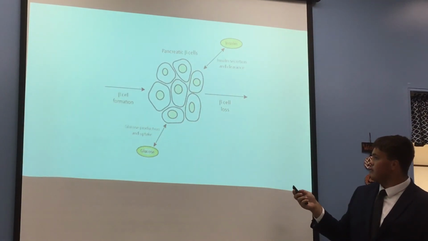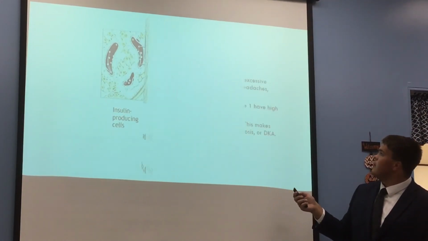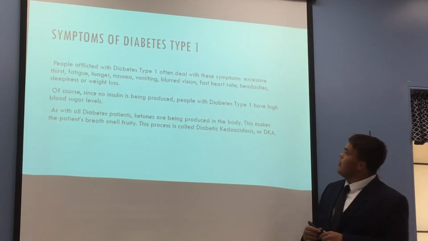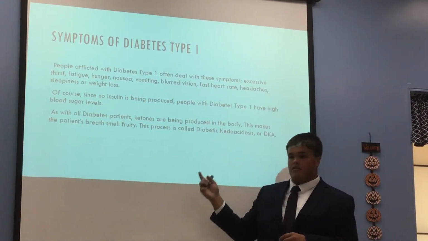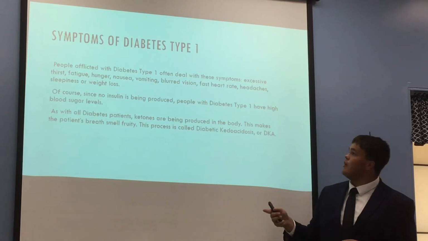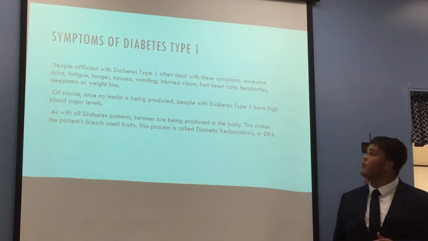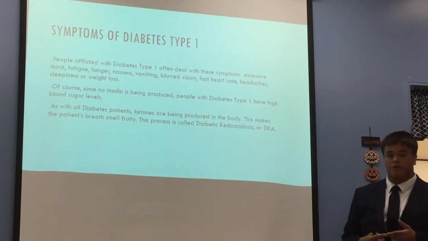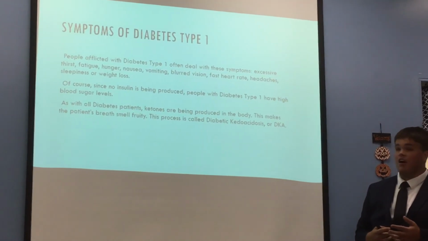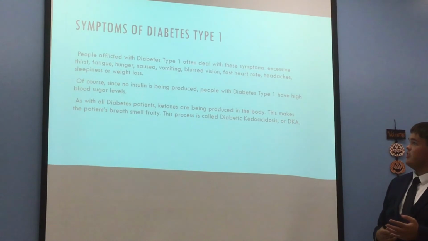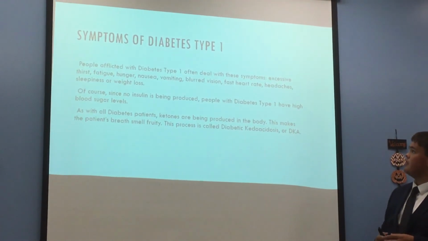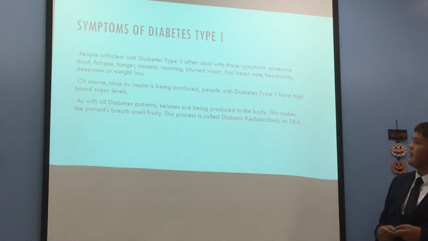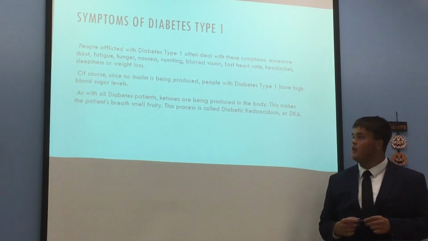You've already seen this, so let me take you through here. So, the symptoms of diabetes type 1. People afflicted with diabetes type 1 have multiple symptoms, including excessive thirst, fatigue, hunger, nausea, vomiting, blurred vision, fast heart rate, headaches, sleepiness, or weight loss.